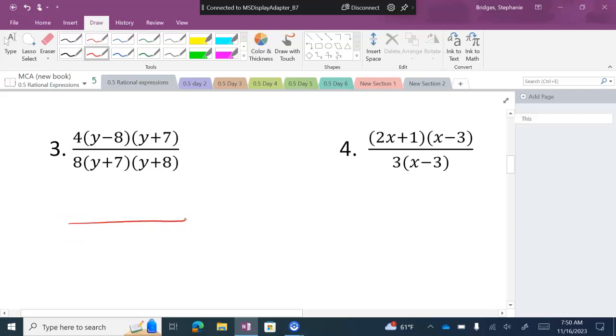piece. Let's start with the numerical values in the front. 4 and 8. What can those both divide by? 4. Okay. So that 4 is going to turn to a 1. The 8 is going to turn to a 2.